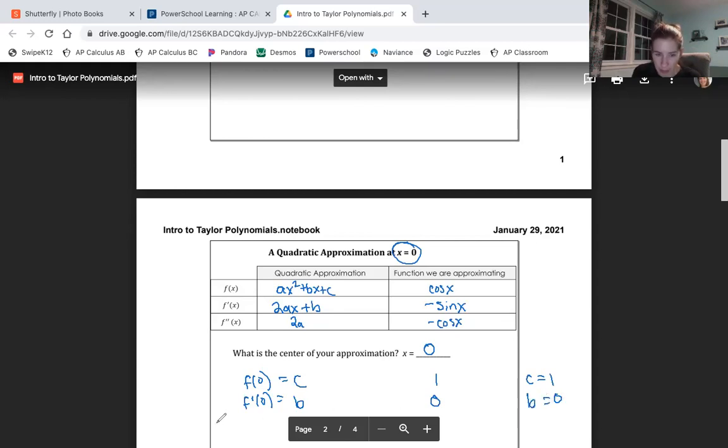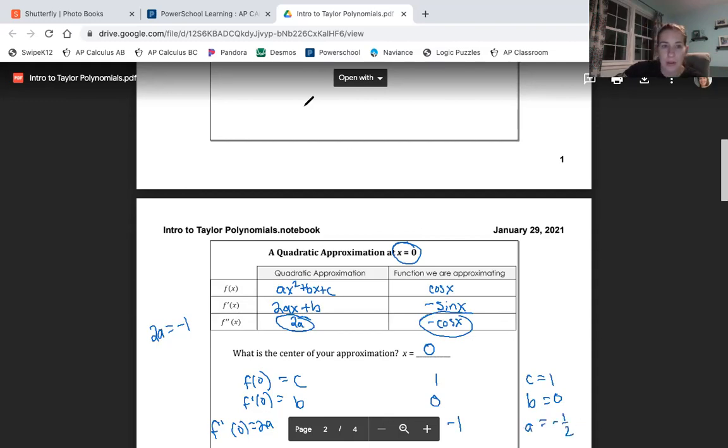Now let's do the same thing with the second derivative. If I plug 0 in for x in this equation here, you just get 2a. And if I plug 0 into this equation, I'm going to get -1. So now I'm going to try to make these two equal each other. I'm just going to write that off to the side here. So 2a is going to equal -1. What value of a would achieve this? You can see that a is supposed to be -1/2.